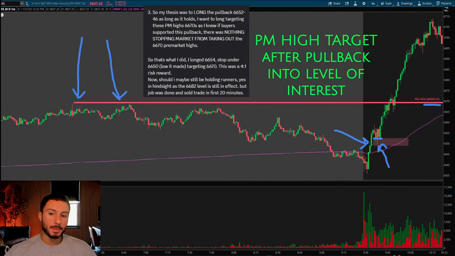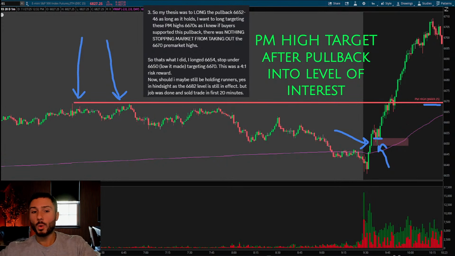A lot of the setups that I take, and I'm not going to say all of them, have very minimal drawdown and move in my direction quite quickly after I enter. That's based on the confirmations that I'm looking for. I'm looking for just quick moves like this.